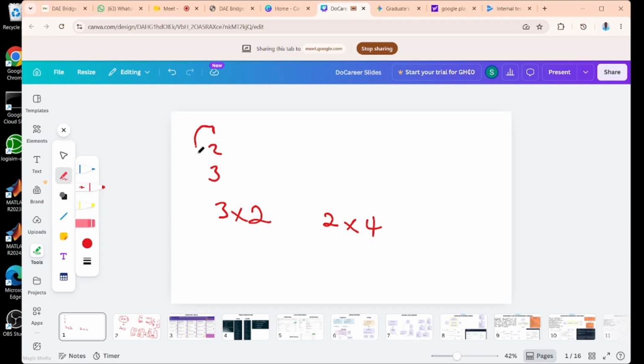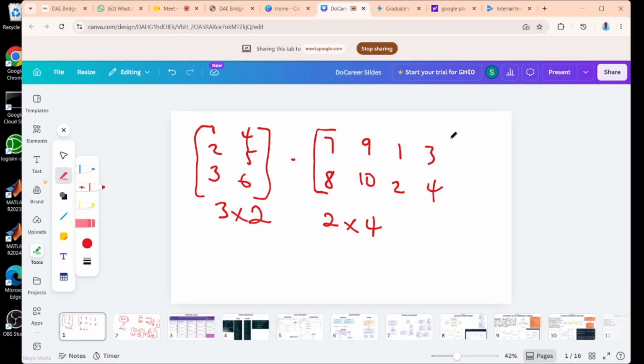It's 3 by 2, so 3 rows, 2 columns: 1, 2, 3, 4, 5, 6. This is my first matrix. This is a 2 by 4, so 2 rows: 7, 8, 9, 10, 1, 2, 3, 4. So this is 2 by 4. That's correct. So these two are multipliable.